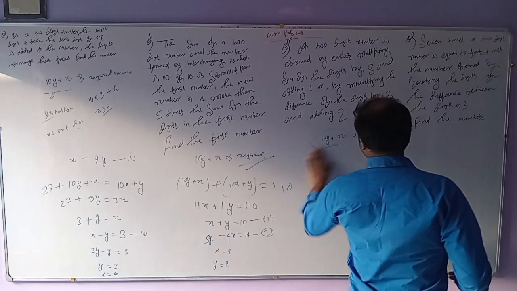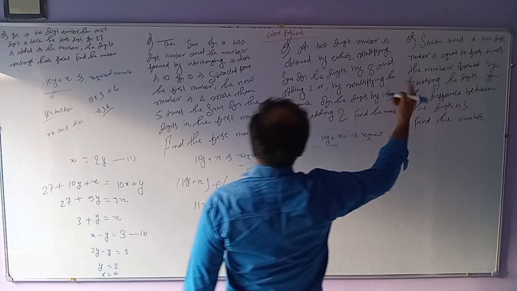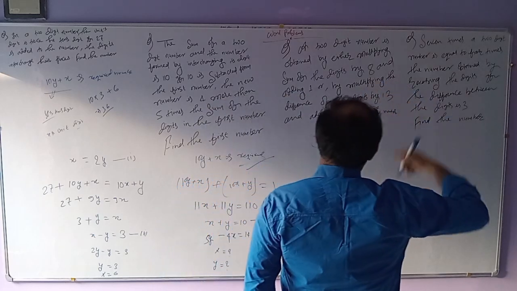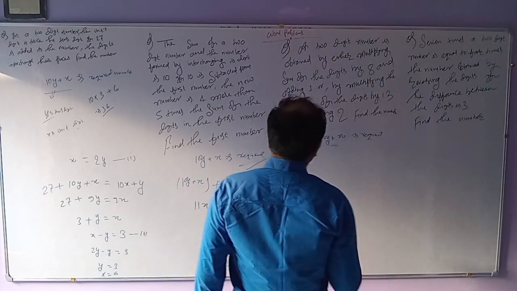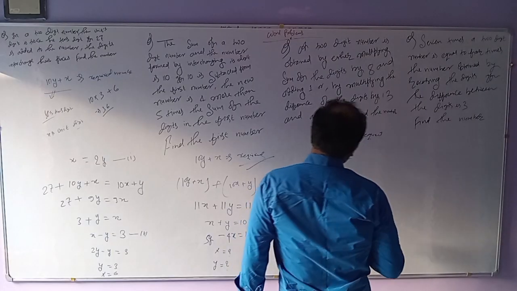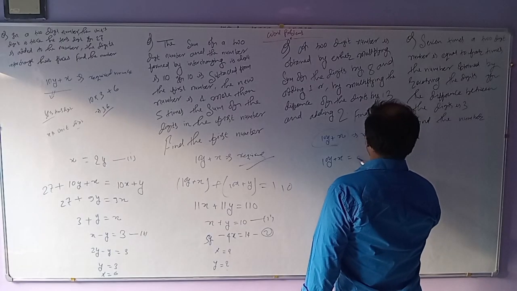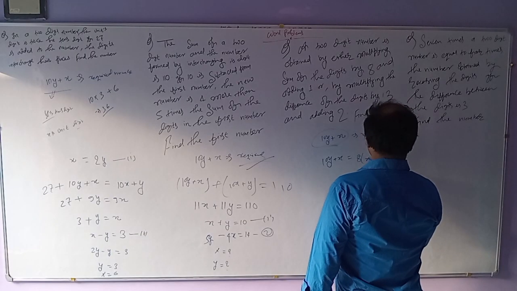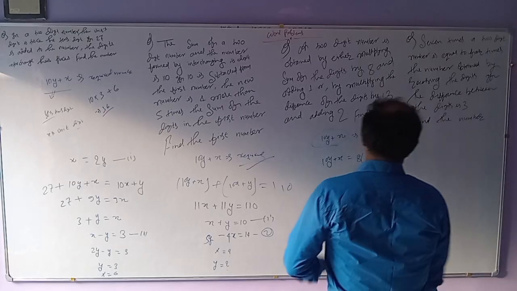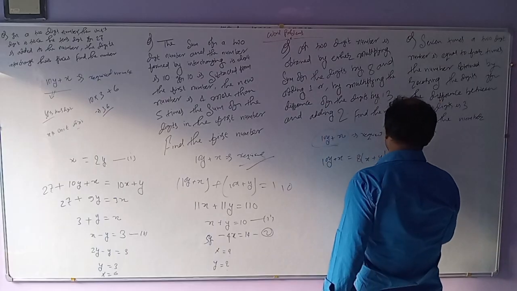A two-digit number is obtained by either multiplying the sum of the digits by 8 and adding 1. We have a two-digit number 10y plus x. The sum of the digits is x plus y, multiplied by 8, and adding 1.